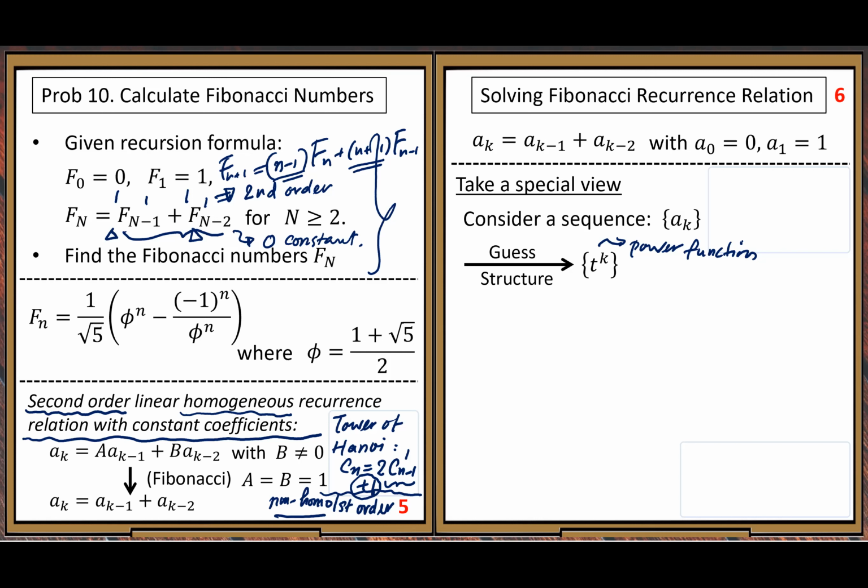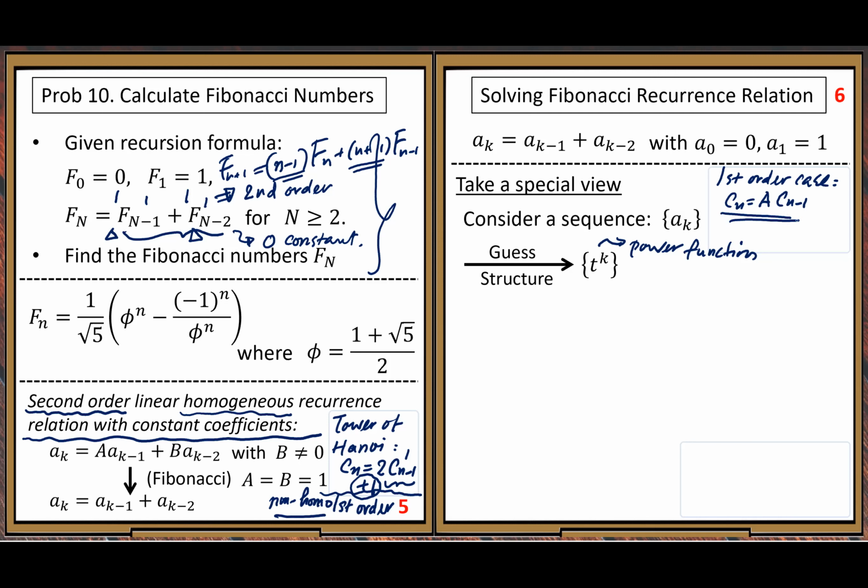Here, let me give you the reason. Look at the first order case: Cn equals A times Cn minus 1. Let me omit the constant term. We consider the homogeneous case. How about that? Look at that.